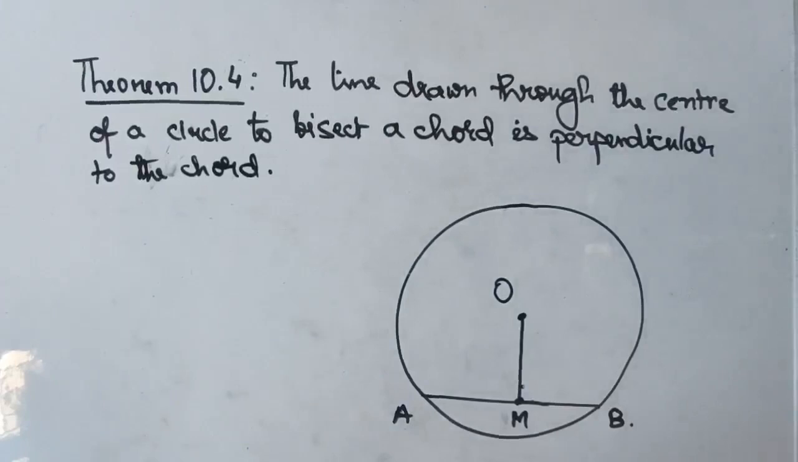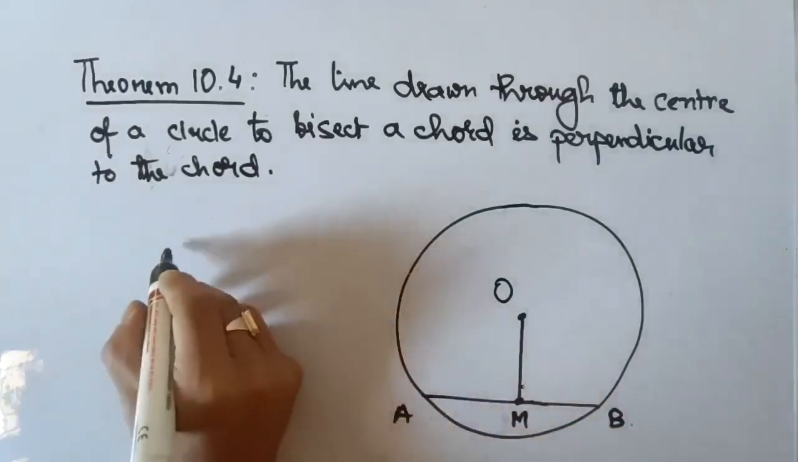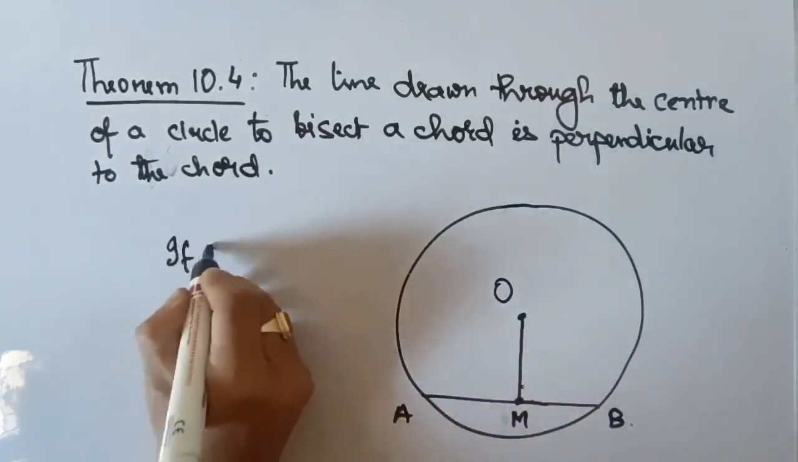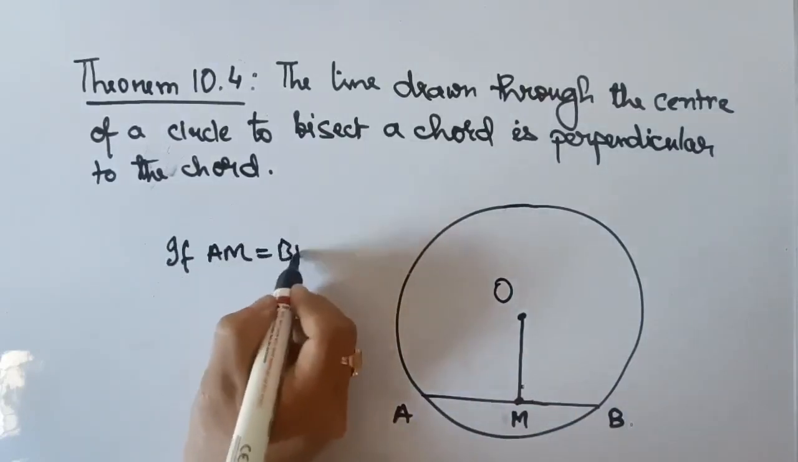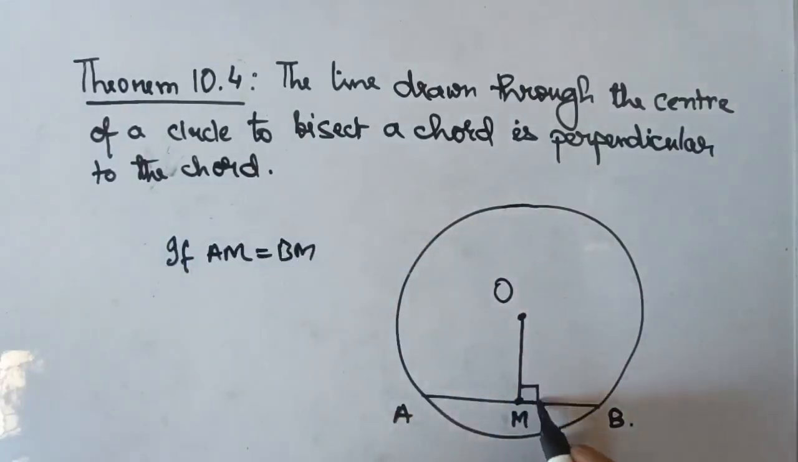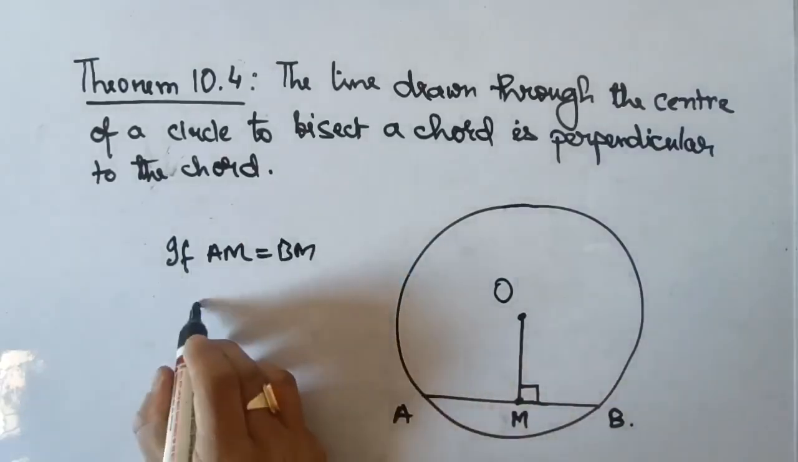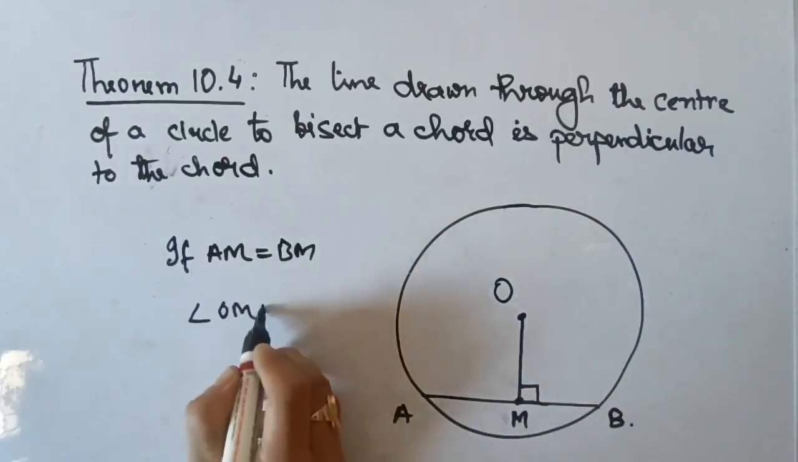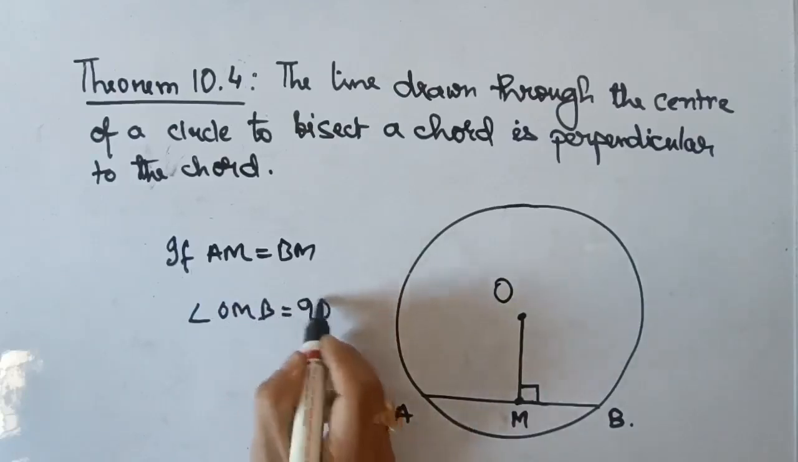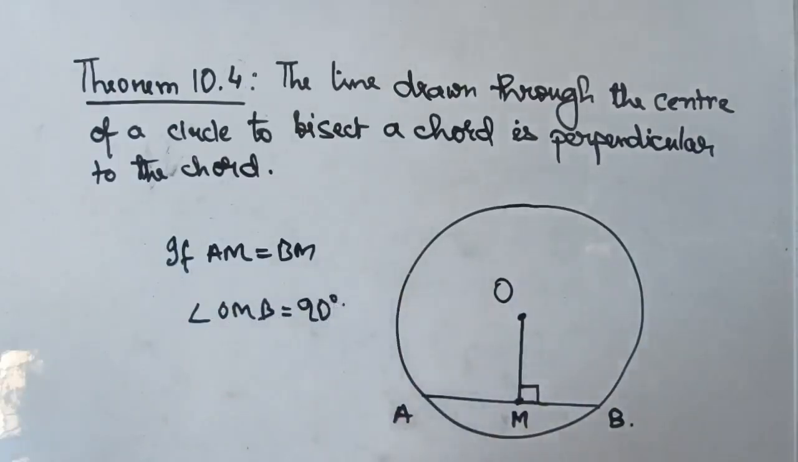Next, theorem 10.4, which says the line drawn through the center of a circle to bisect a chord is perpendicular to the chord. This is the converse of theorem 10.3. So if I draw a line OM which bisects the chord AB, that is, if AM is equal to BM, then the measure of this angle will be 90 degrees. Then angle OMB will be 90 degrees. This is the converse of the previous theorem.